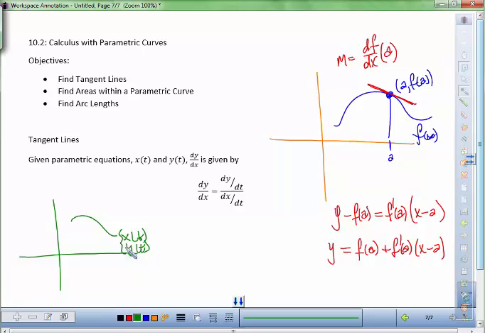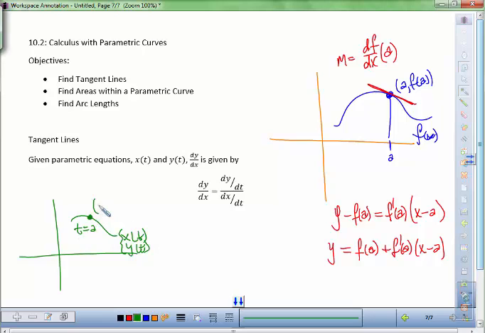So we have a parametric set of equations that describes this point, and at some point over here, when t is equal to a, we're at some value, then we should also be able to find the equation of the line. And what do we need for an equation of the line? We need a point and a slope. We have the point when t is equal to a.